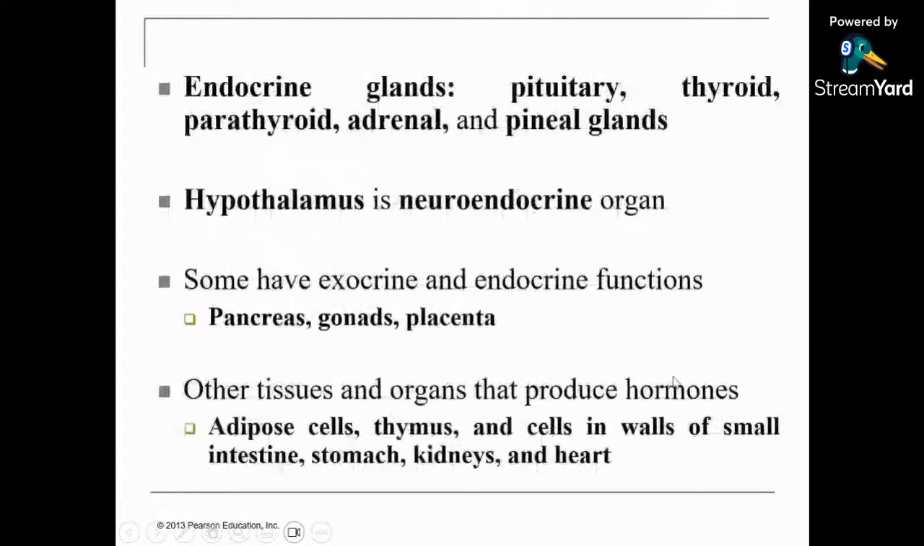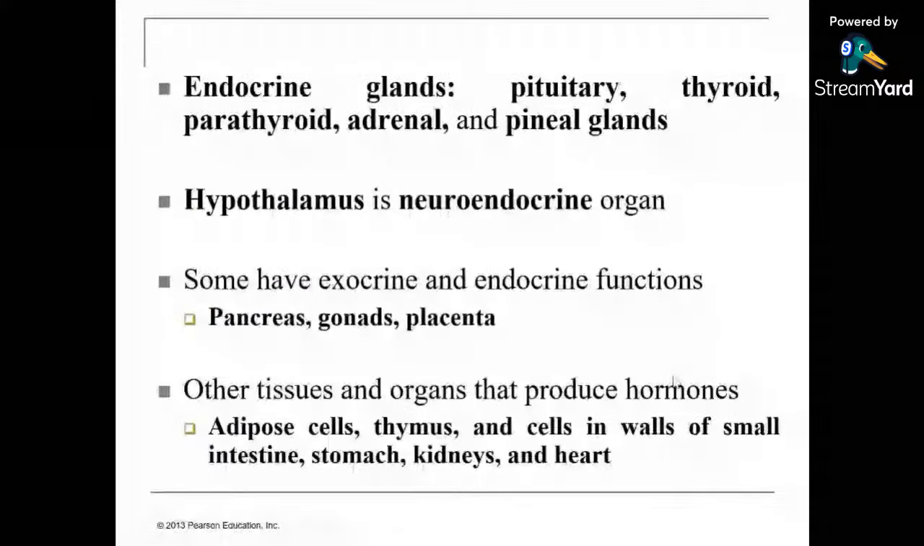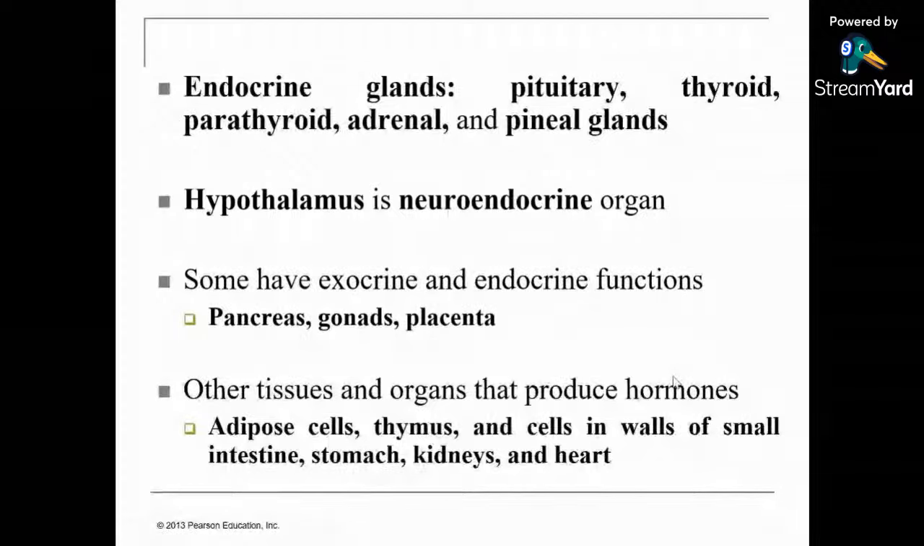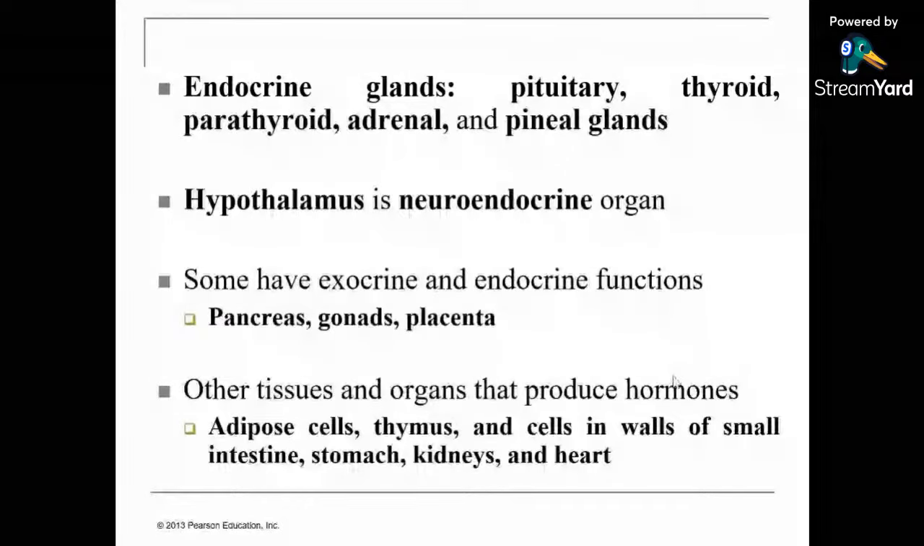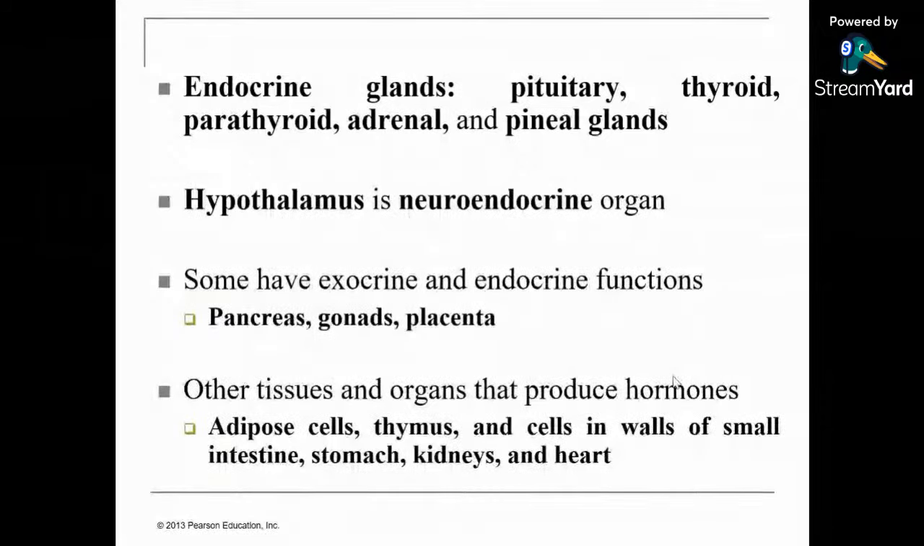So the endocrine glands are mainly composed of the pituitary, thyroid, parathyroid, adrenal, and pineal glands. The hypothalamus also plays the role of a neuroendocrine organ. There are some organs which have both exocrine and endocrine functions, like the pancreas, gonads, and placenta. Other tissues and organs are also capable of producing some hormones, like adipocytes, thymus, some cells in the small intestine, stomach, kidneys, and heart.